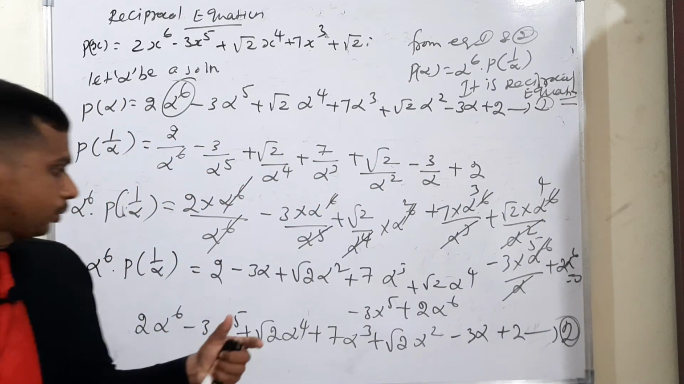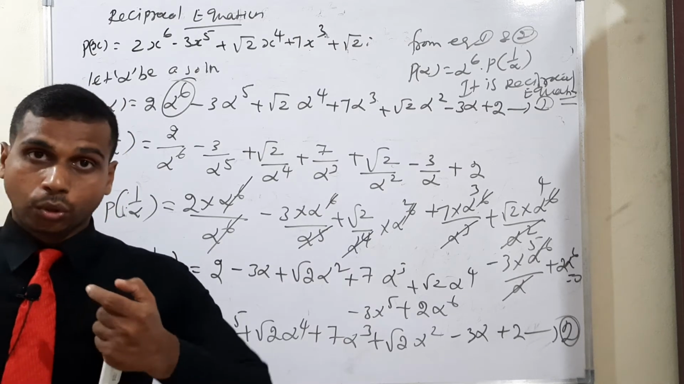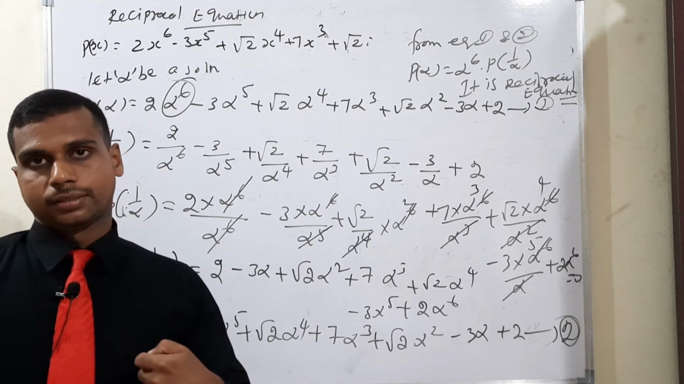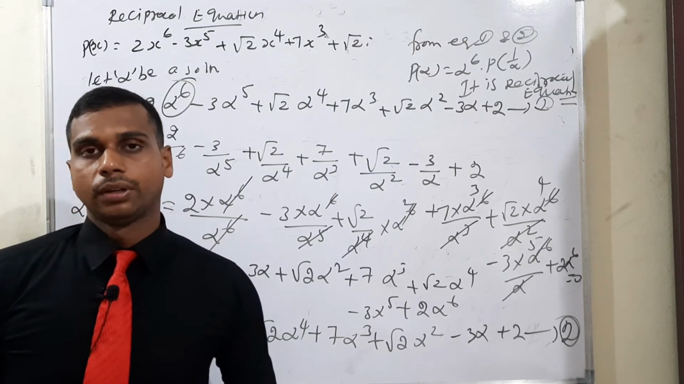Okay, one of the important parts, that is actually the condition: whatever P of x you have, if it equals the reciprocal of x times the highest power of x, then you can say it is a reciprocal equation. I will continue the example.